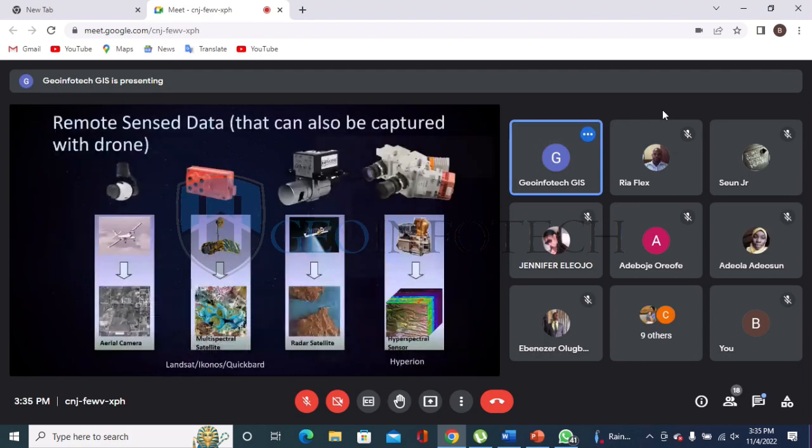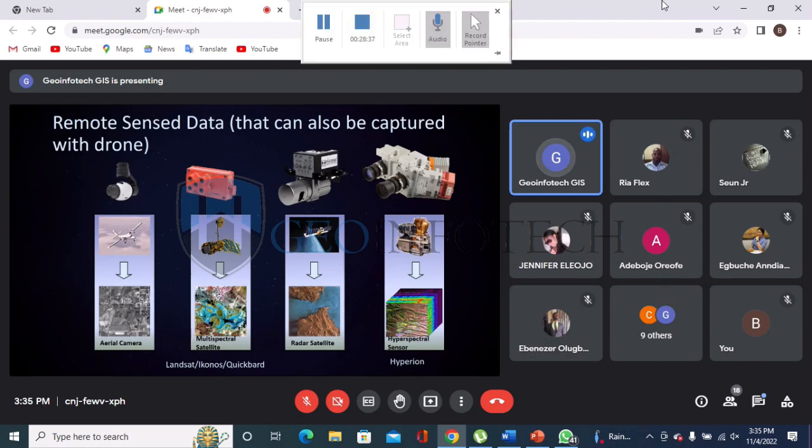Then remotely sensed data can also be captured as aerial camera, as multispectral satellite, as a radar satellite, and as hyperspectral sensor. Aerial camera, we all know what aerial is, camera. Just when you fly a drone or you stand on top of a very tall building and you capture an area, that simply becomes an aerial camera, which in drone technology we call auto mosaic or auto photo.